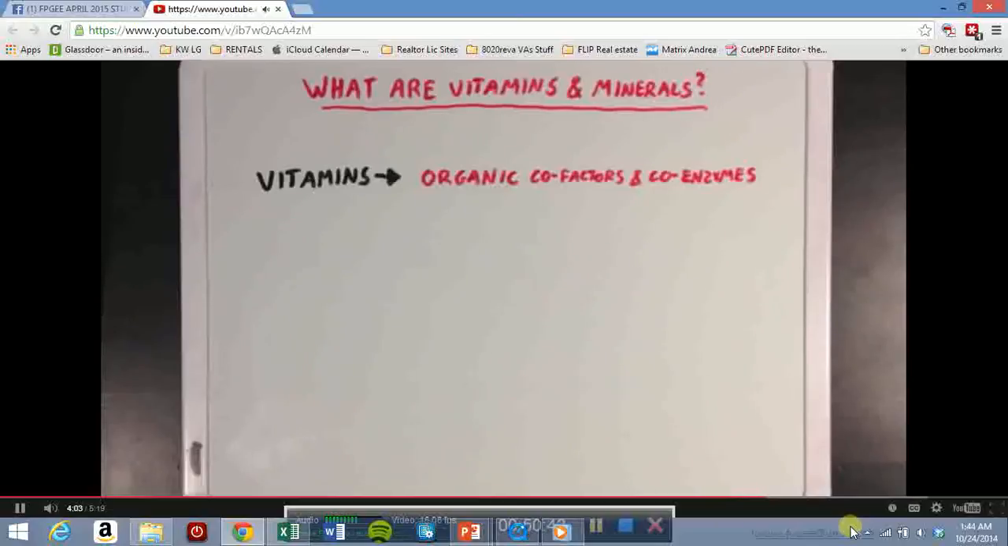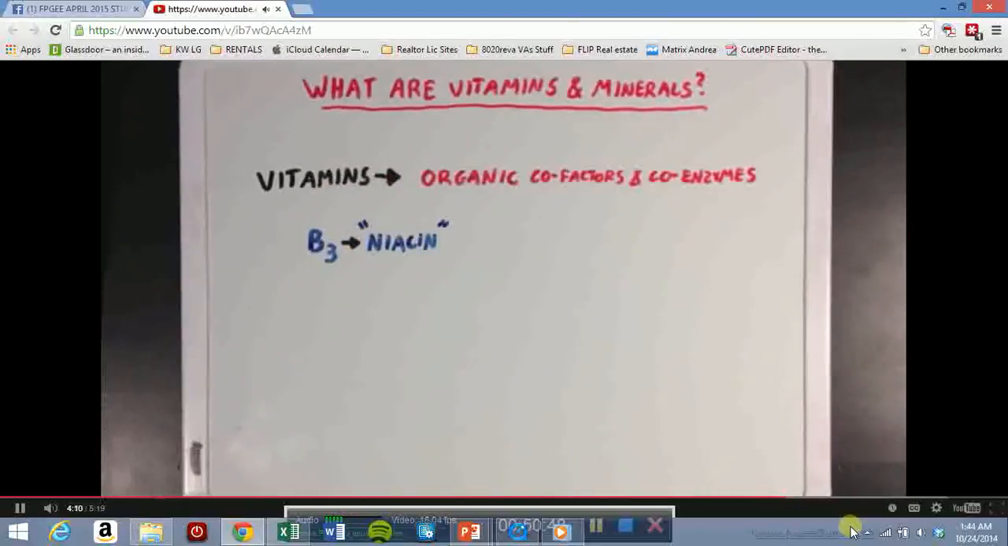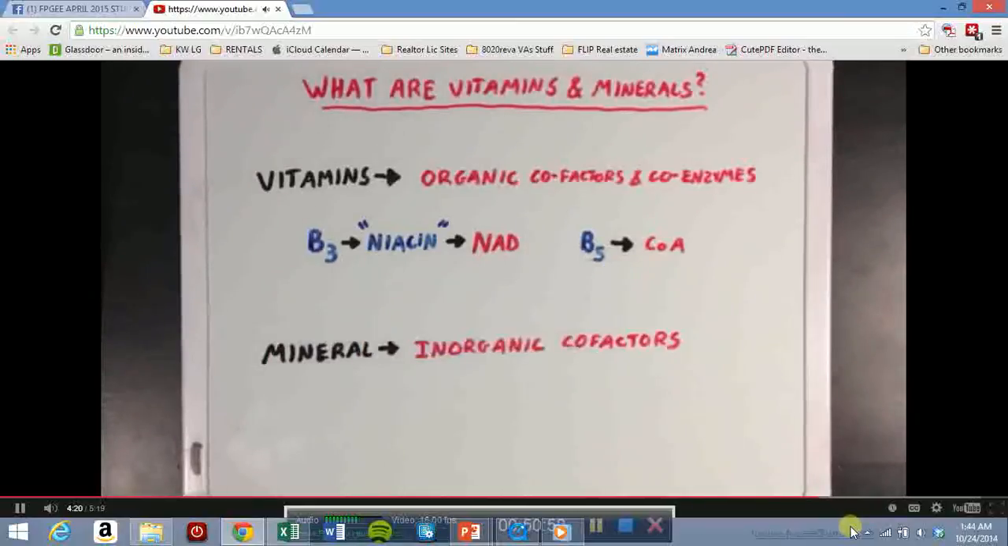So two great examples are ones we just discussed. Vitamin B3, which you may see being called niacin on a food label, is actually just a precursor for NAD, and vitamin B5 is just a precursor for coenzyme A. Minerals, on the other hand, are inorganic, meaning they aren't carbon-based, and minerals are usually just cofactors in our body. So magnesium would be a great example of a mineral cofactor that an enzyme like DNA polymerase would use.